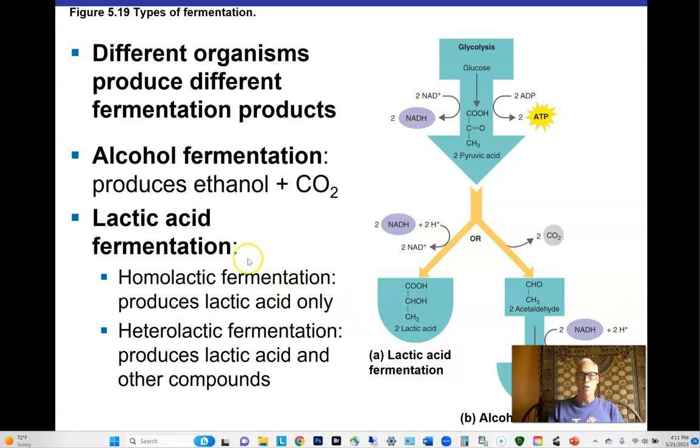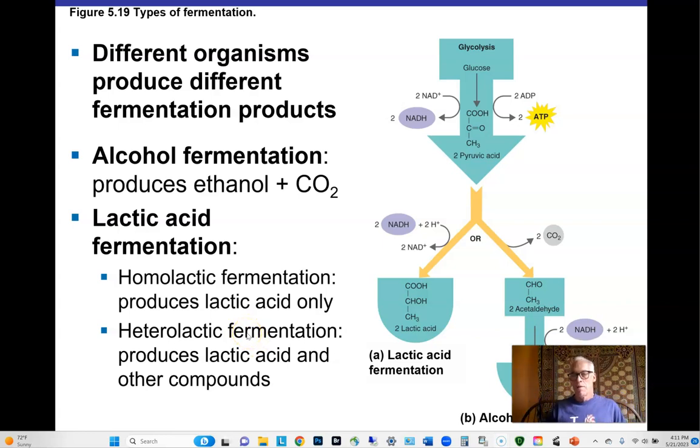We can either produce just lactic acid, so-called homolactic fermentation, right? Your muscle cells do that in eukaryotes in your own body, but many microorganisms can produce lactic acid, or they can produce lactic acid plus other fermentation products beyond that, sort of heterolactic fermentation, and we'll look at some other compounds that are going to be produced instead of just lactic acid.